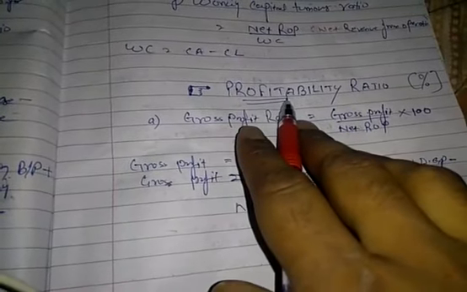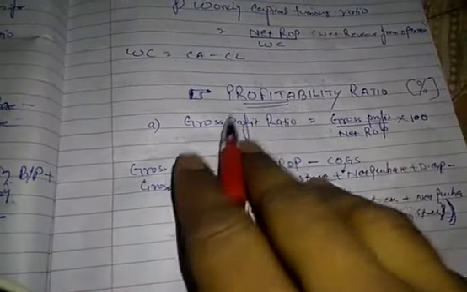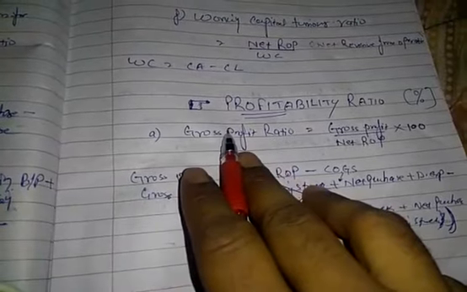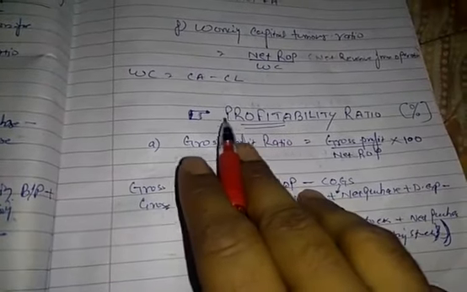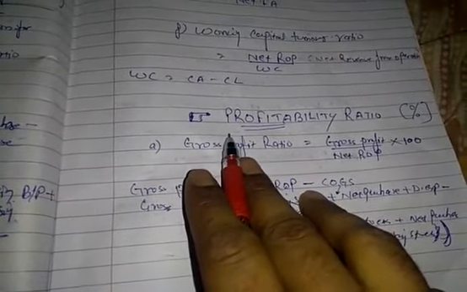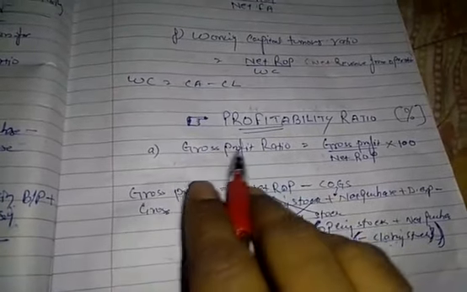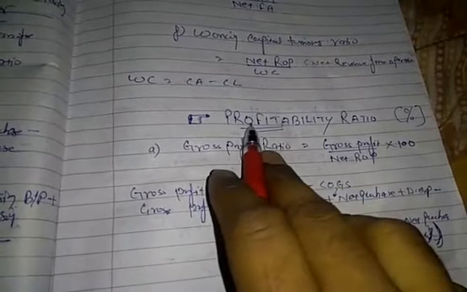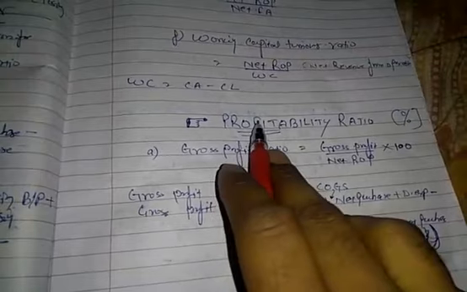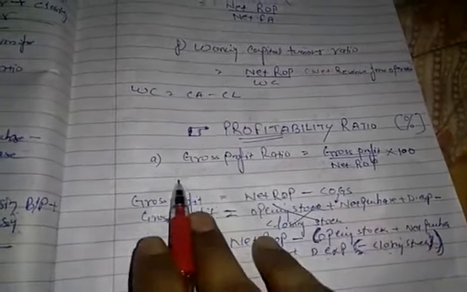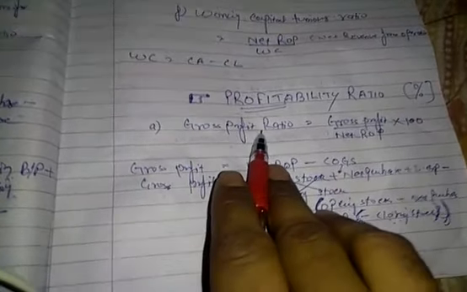Under the profitability ratio, five ratios will come: gross profit ratio, operating ratio, operating profit ratio, net profit ratio, and return on investment ratio. What does the profitability ratio show? It shows the profit earning capacity of the business. The first is the gross profit ratio.